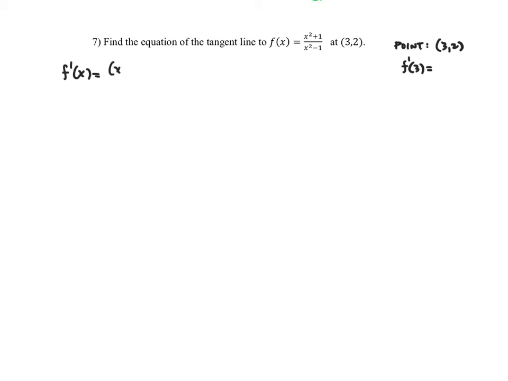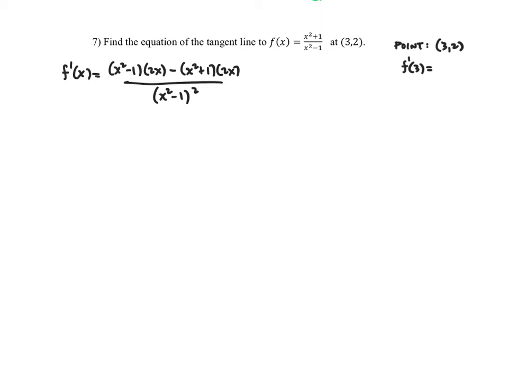So I'm going to take the low function, x squared minus 1, times the derivative of the high, which is 2x, minus the upper function, x squared plus 1, times the derivative of the low, which is 2x, all over the denominator squared.